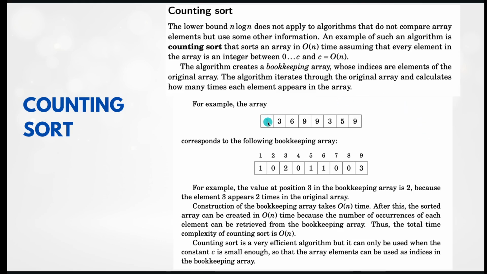So first, we have this array, and this is going to be the corresponding bookkeeping array. We can see that element 1 appears one time, 2 appears 0 times, 3 appears 2 times, 4 0 times, 5 1 time, 6 1 time, 7 does not exist, 8 does not exist too, and 9 appears 3 times.